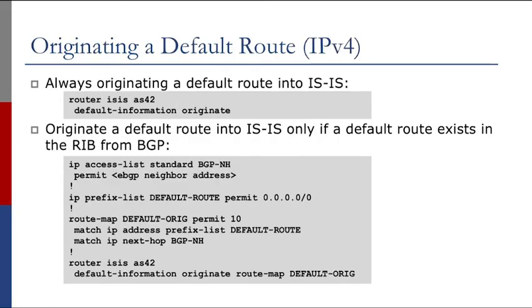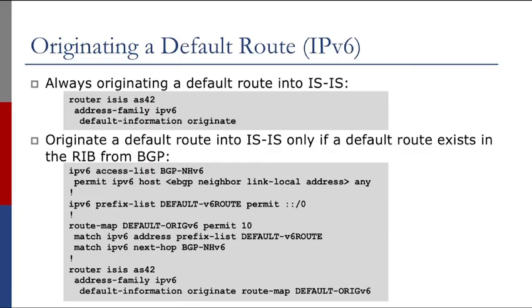To originate a default route into ISIS using Cisco IOS, there's a default-information originate command, which will always originate a default route into ISIS, even if there's no default in the RIB. If we want to originate a default route conditionally, in other words, only if a default exists in the global RIB, then, as the example shows, we need to use the default originate command with a route map that will match a default route that will be seen in the RIB. The example is for v4. There's an equivalent that can be set up for IPv6 as well.